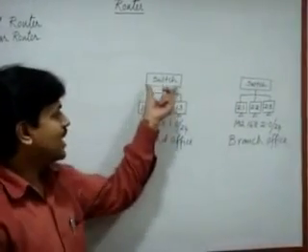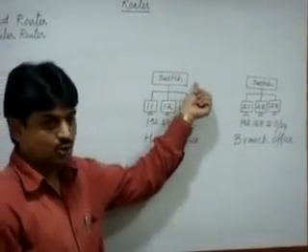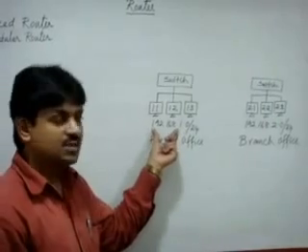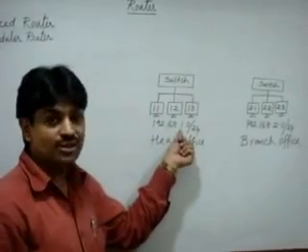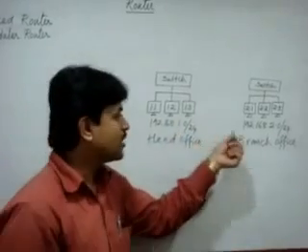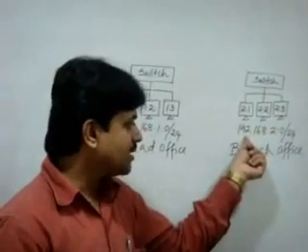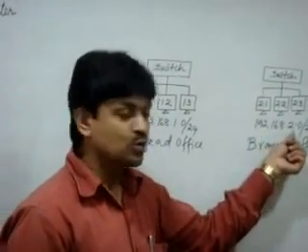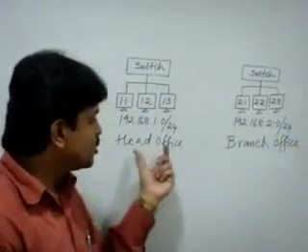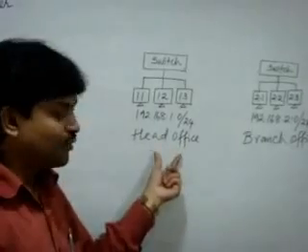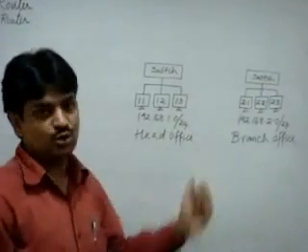In the head office, there is one LAN. All these PCs are connected to a switch. These head office PCs are in the 192.168.1.0 network. Similarly, in the branch office, all these PCs are connected to a switch, and this LAN is in the 192.168.2.0 network. Two offices, head office and branch office. I want to connect these two offices.